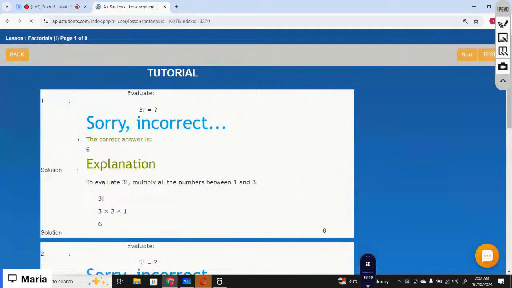Evaluate the factorial, that is 3 factorial, right? So how do we evaluate the factorial? We have to multiply all the numbers between 1 and 3, right? So you have to do 3 times 2 times 1. When you multiply them, they make 6.